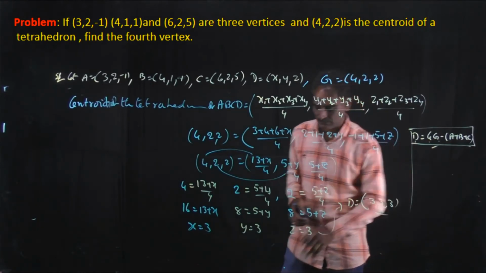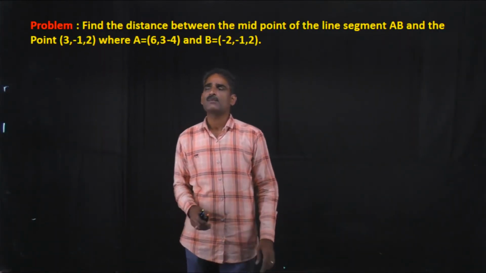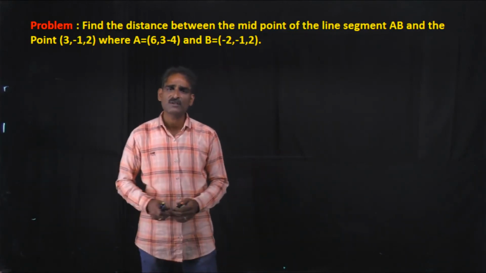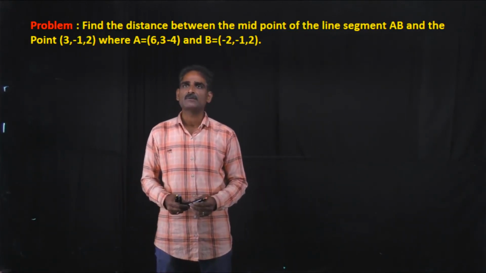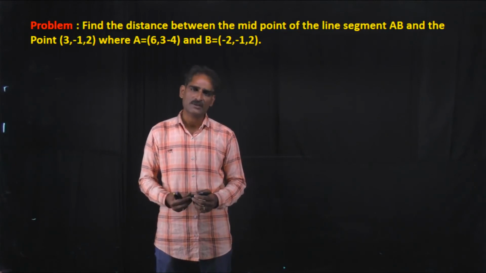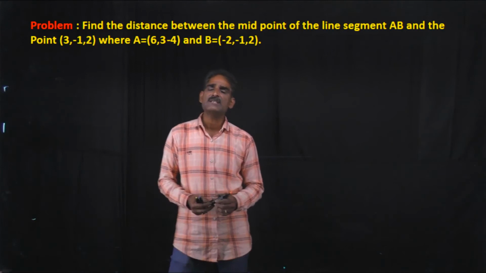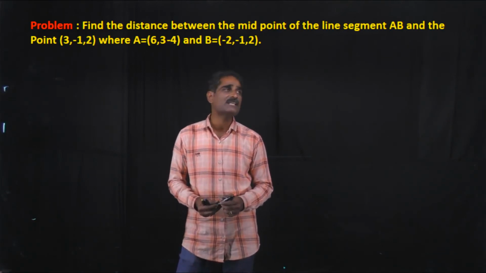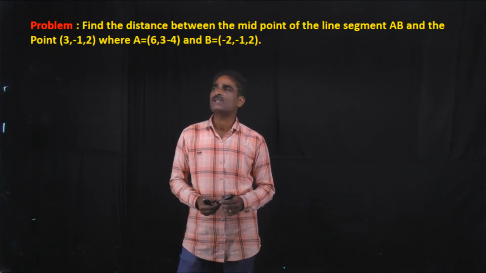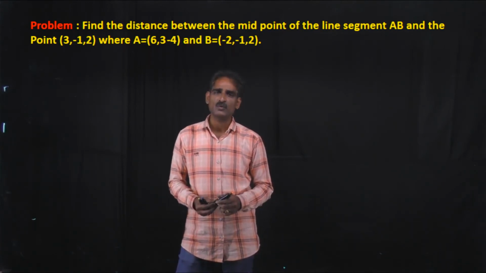Okay, right. See this problem. This is important for the IP board exam, in very short answer questions. Find the distance between the midpoint of the line segment joining A, B and the point 3, minus 1, 2. We have to find out the distance from the midpoint of AB to another point.